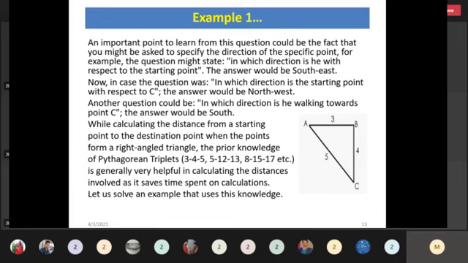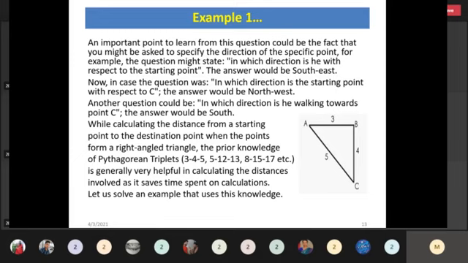An important point to learn from this question could be the fact that you might be asked to specify the direction of the specific point. For example, the question might state in which direction is he with respect to the starting point. The answer would be southeast. Now, in case the question was in which direction is the starting point with respect to C, the answer would be northeast. Another question could be in which direction is he walking towards point C? The answer would be south.